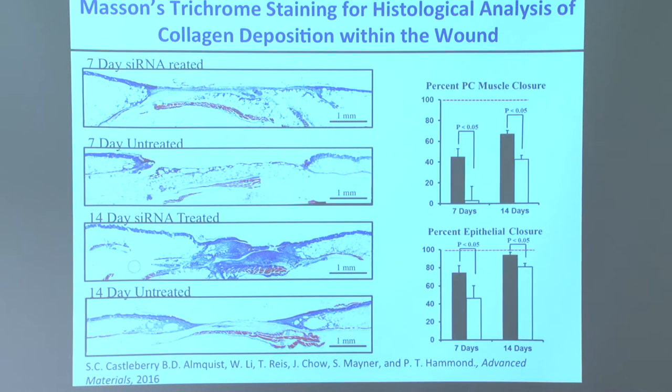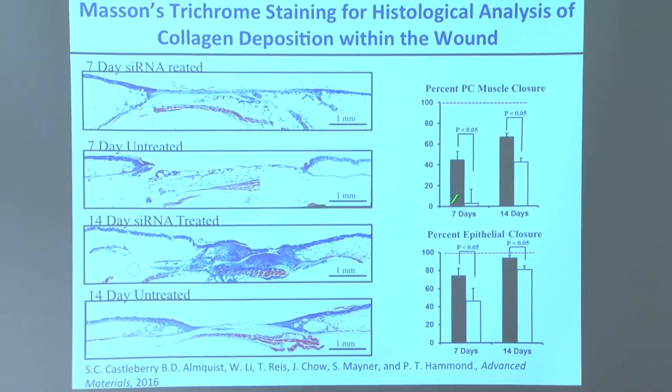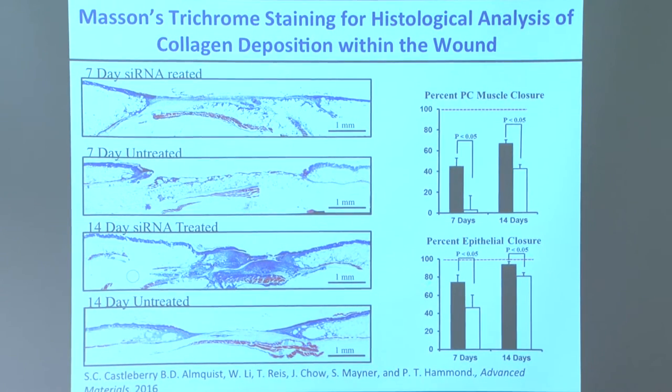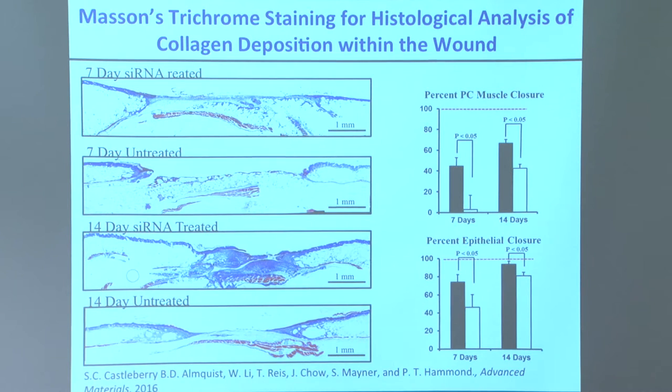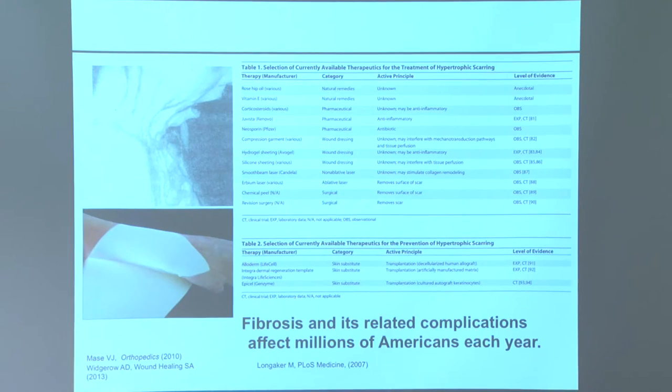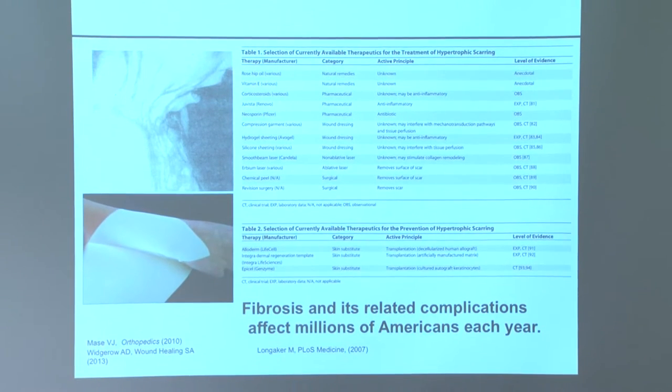And here you can see a close-up of those differences. What all of this means is that we get a much more rapid closure of the wound. And here we see our treatment in black compared to the untreated in white. And in both the epithelial closure, which is the skin, and the underlying muscle closure, we get more rapid results. So now we're applying the same kind of idea to a different problem.